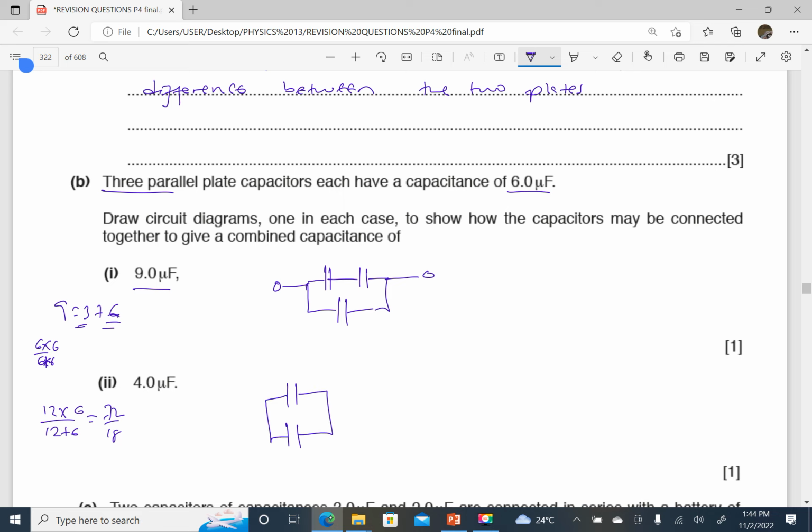But then we need to combine them with 1 of 6 in series, so that we have 12 times 6 over 12 plus 6 to be able to get 4. So this will be our circuit. Do not forget the connecting leads.